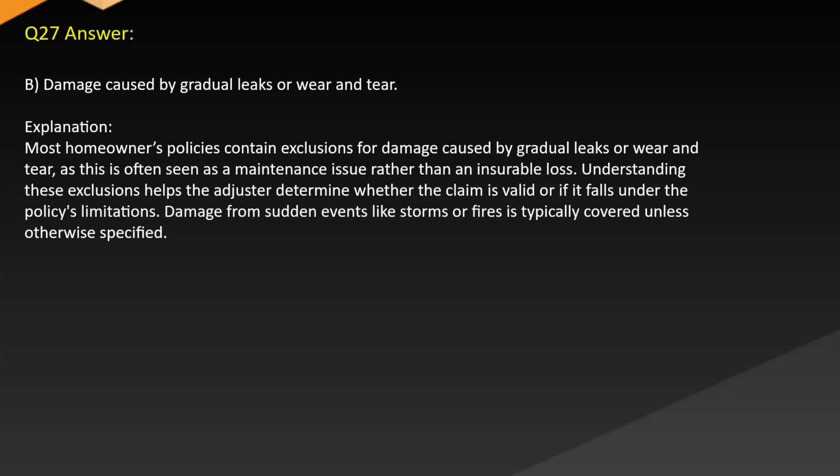Explanation: Most homeowners' policies contain exclusions for damage caused by gradual leaks or wear and tear, as this is often seen as a maintenance issue rather than an insurable loss. Understanding these exclusions helps the adjuster determine whether the claim is valid or if it falls under the policy's limitations. Damage from sudden events like storms or fires is typically covered unless otherwise specified.